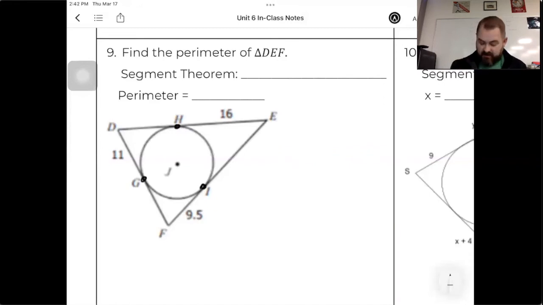And so the segment theorem I'm going to use is tangent tangent, because these are all tangent lines. And in order to find the perimeter, I'm missing some pieces. I'm missing this length, this one, and this one. And I'm just going to add all those up.